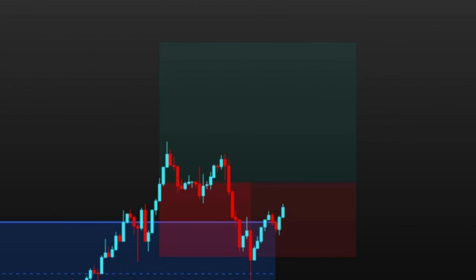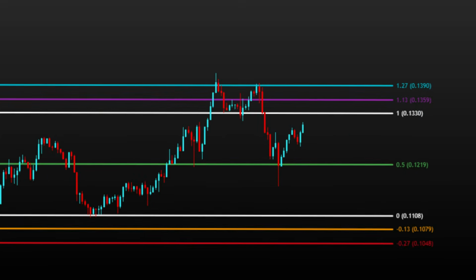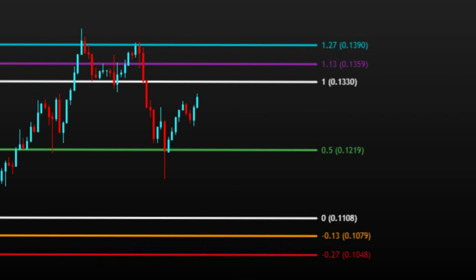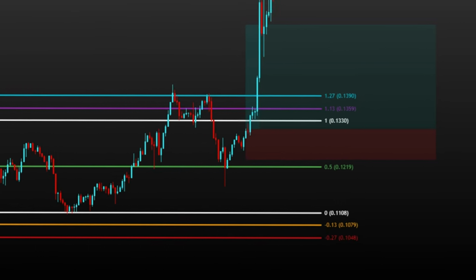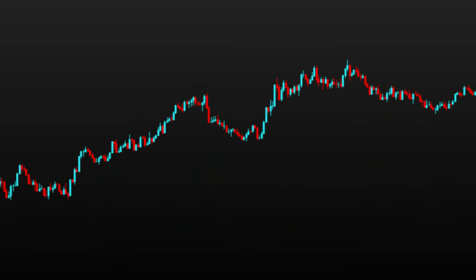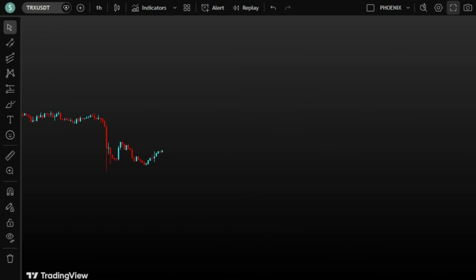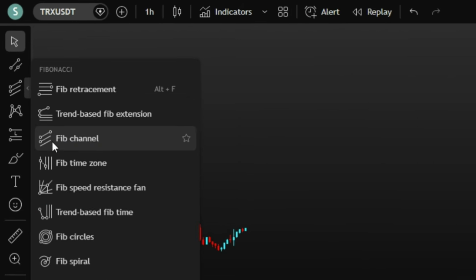So how do we avoid this? We still use a trading channel, but with one simple twist. And that small twist is probably what separates winners from the losers. So the secret I'm talking about is the Fibonacci, but not the one you have probably used. It is in fact a tool named Fibonacci Channel.